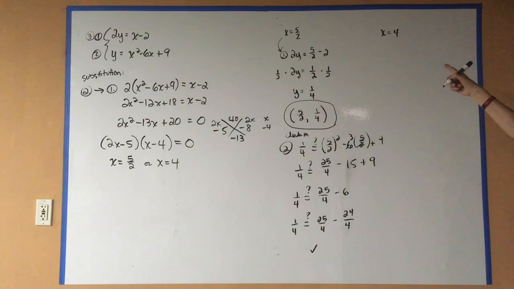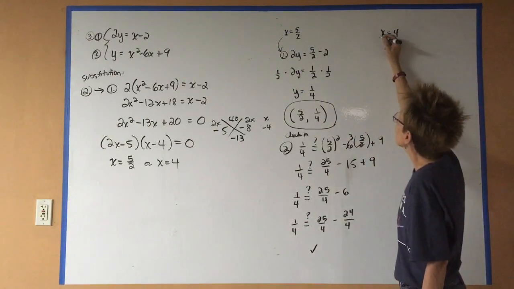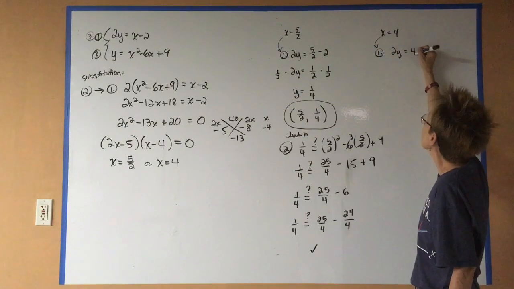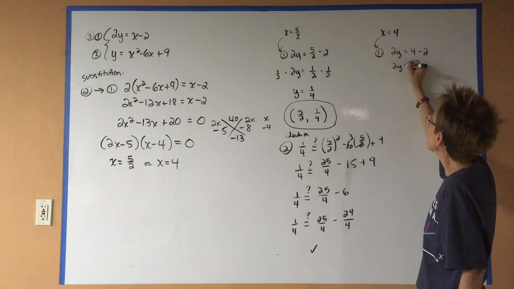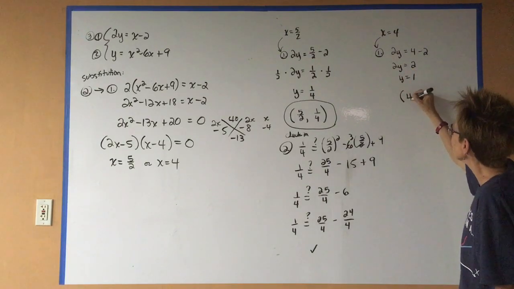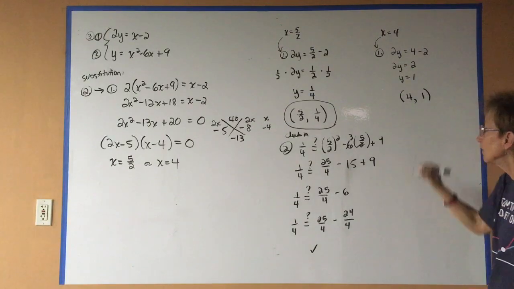And now I'm going to do x equals 4. This should be easier. I'll go ahead and plug this into 1. 2y equals x is 4, so 4 minus 2. So 2y equals 2, so that means y is equal to 1. All right, so that one's much easier. When x is 4, y is 1. So does that one work?